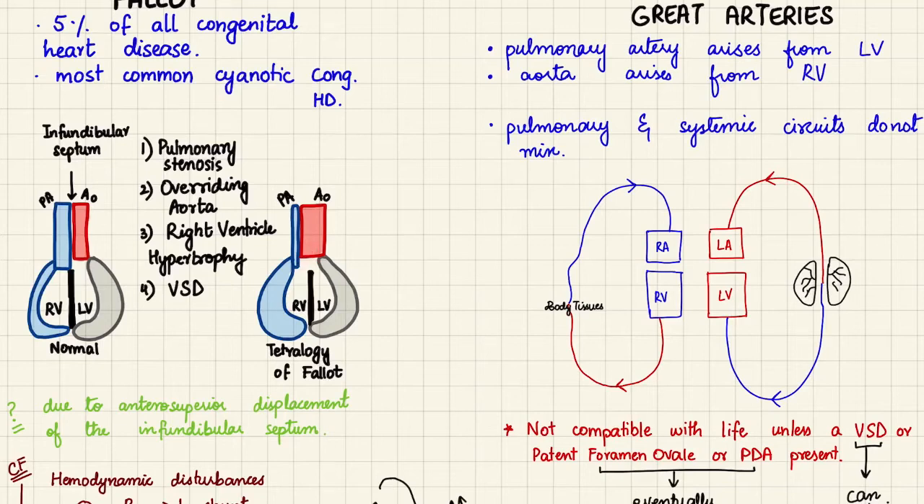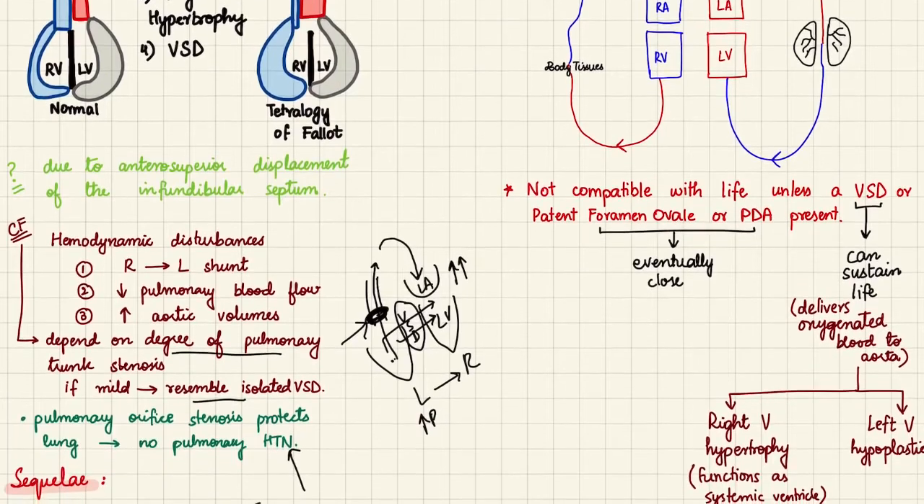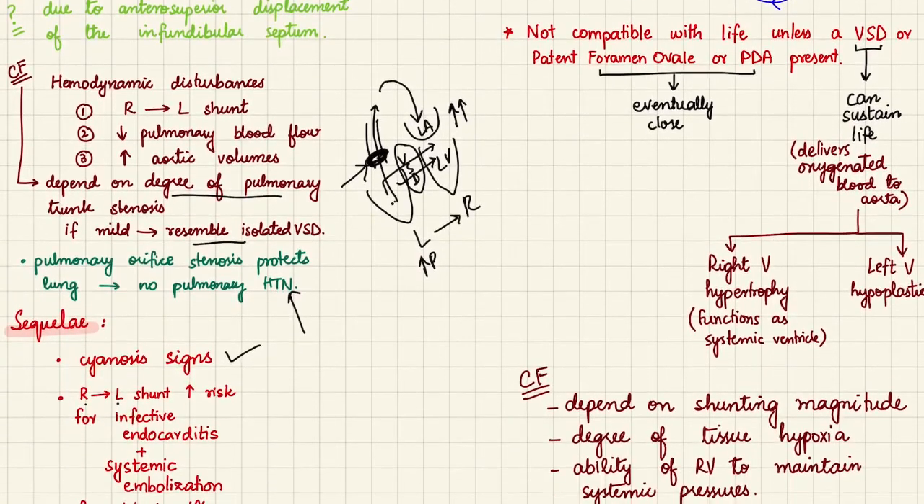There is also a ventricular septal defect formation, and since we have pulmonary artery stenosis, we are going to have right ventricular hypertrophy. So those are the four features of this disease: pulmonary stenosis, overriding aorta, ventricular septal defect, and right ventricular hypertrophy. Now with that aside, let's see what clinical features we're going to see.